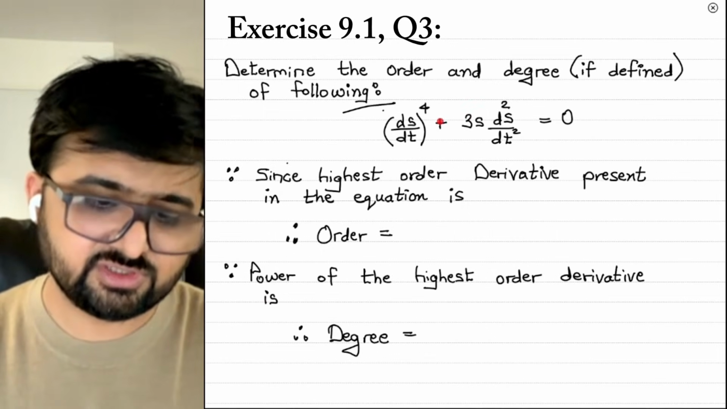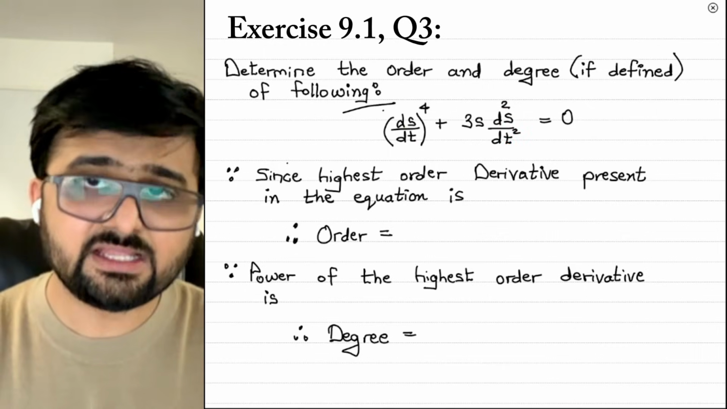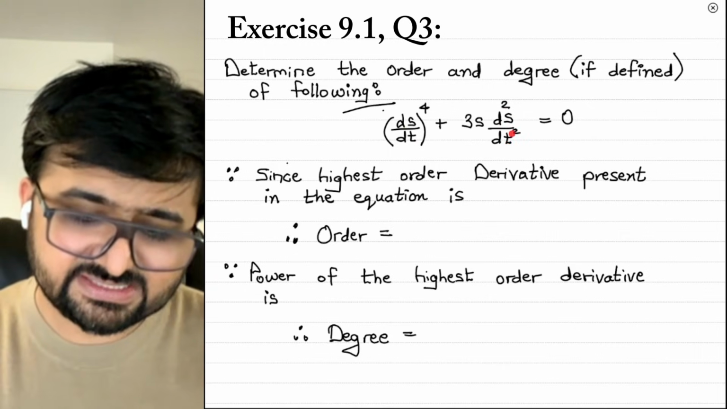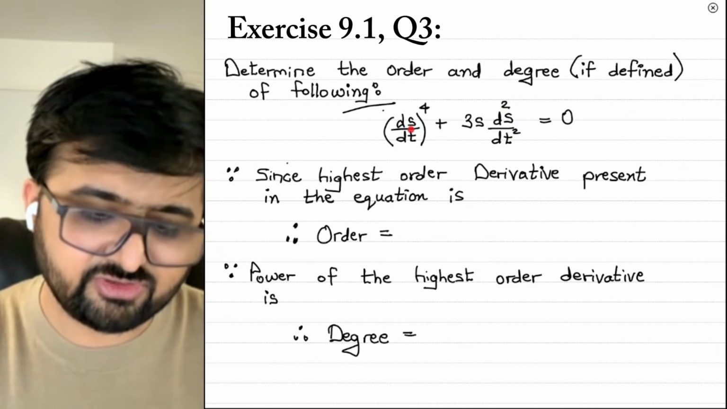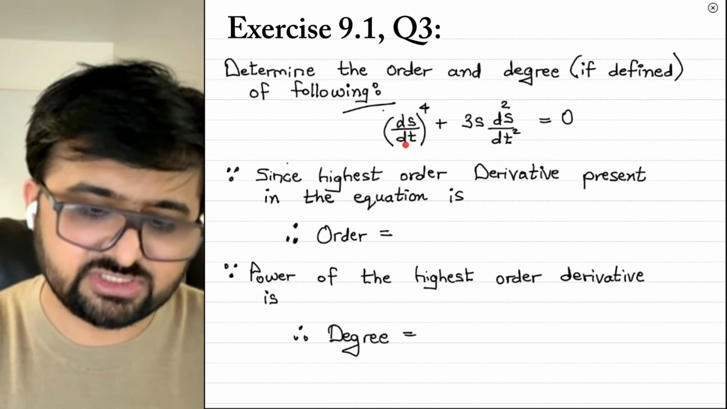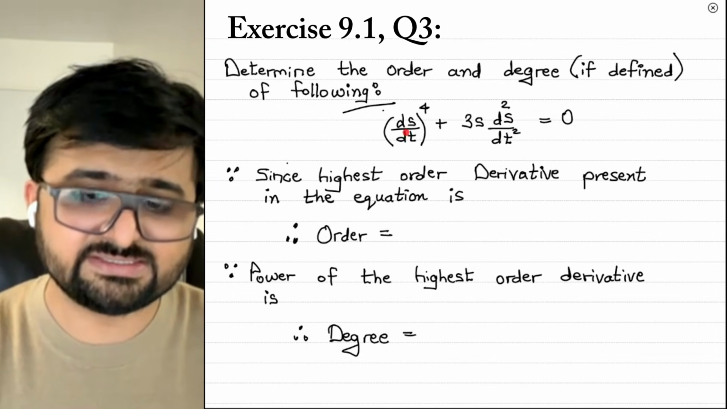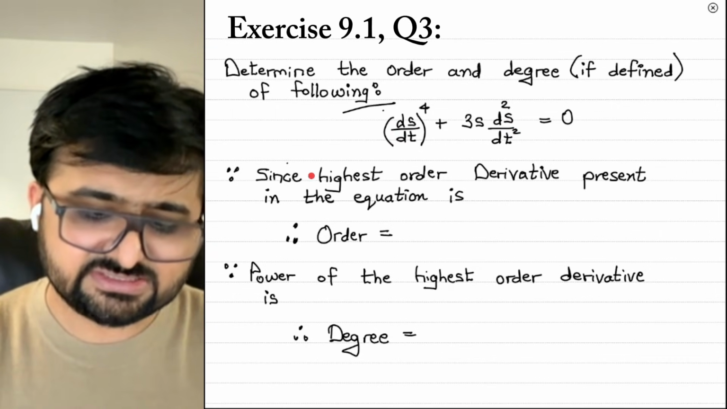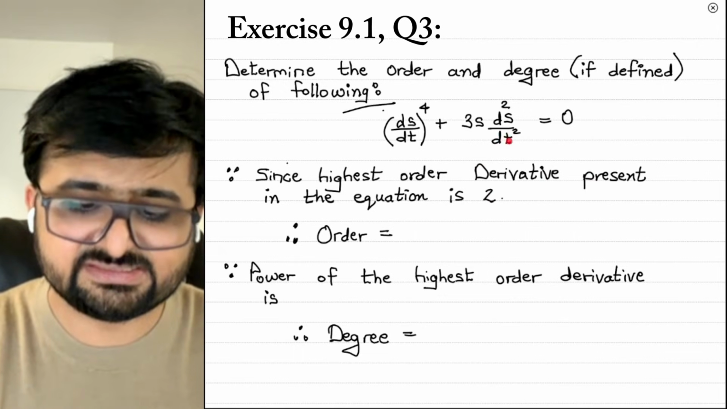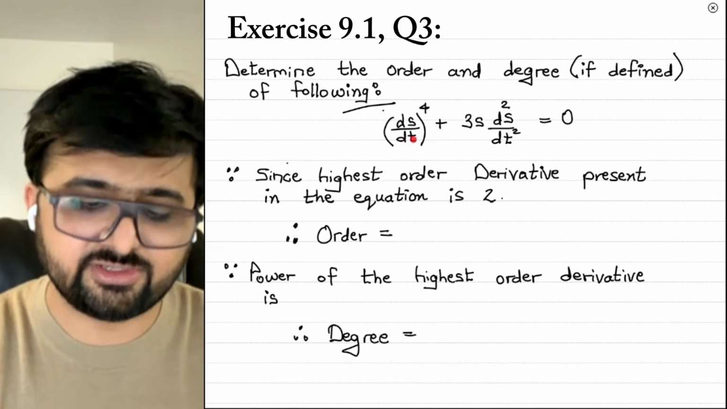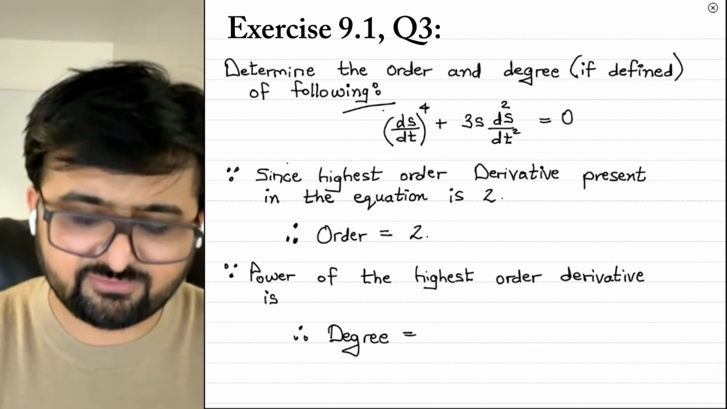There are two derivative terms, ds by dt to the power 4 and d2s by dt square. Let's try to find the order first. This is the second order derivative of s with respect to t, and this is the first order derivative of s with respect to t. So this contains two derivative terms. Since the highest order derivative present in this equation is 2, the order of the differential equation is 2.